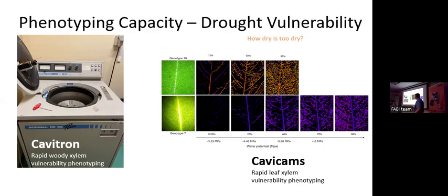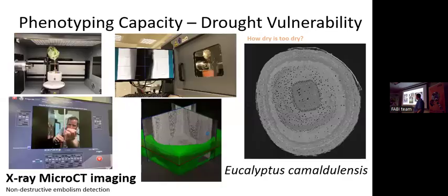To quantify this trait of when does embolism first appear and how is it spread in space and time, and eventually run to completion, we use these cavitation cameras, or CAVICAMs. These were designed by folks at the University of Tasmania in the Brodribb lab. They have open source plans, so we 3D print our own. We have about 40 of these in the lab. We use them both for vulnerability monitoring and also as optical dendrometers. I'll show you some data on that in a second.